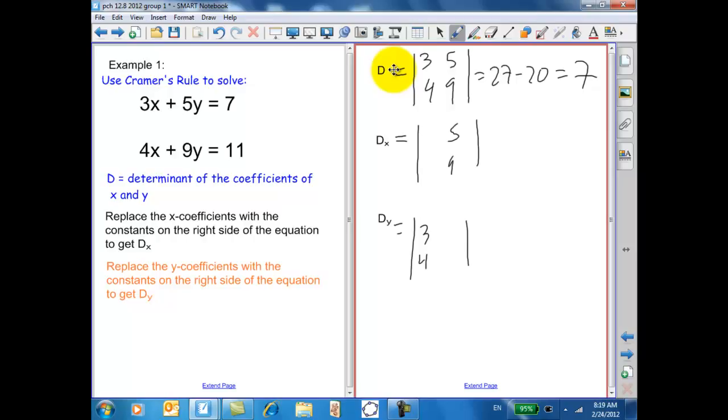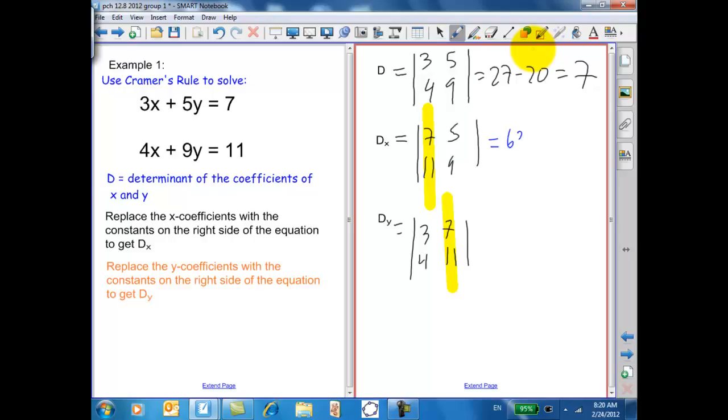And now we replace that column we just took out with what else is there? 7 and 11, right? The constant column. The constant column sneaks into the x column. That's how you get D sub x. And for D sub y, we took out the 5, 9 coefficients on y and replaced them with the constant column 7, 11. Okay? Did everybody see that? I'm going to highlight that difference because it's so key. There. 7, 11.